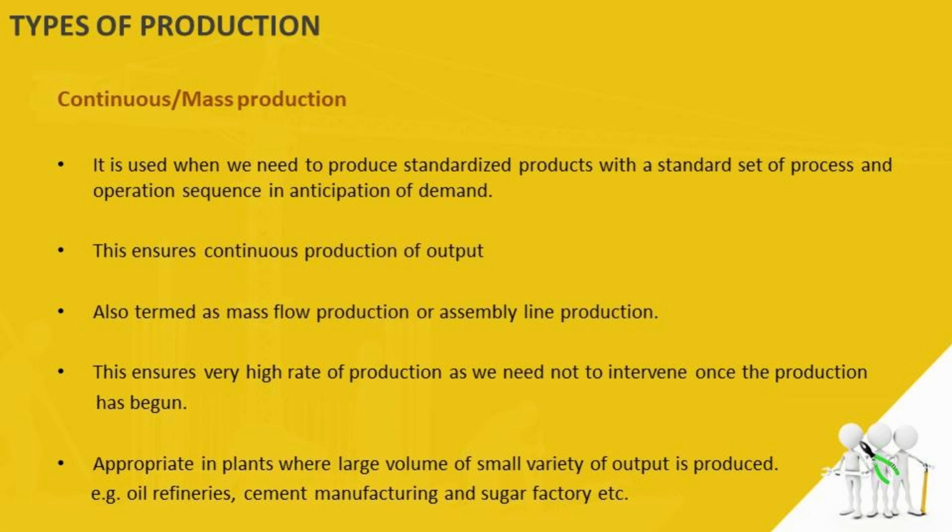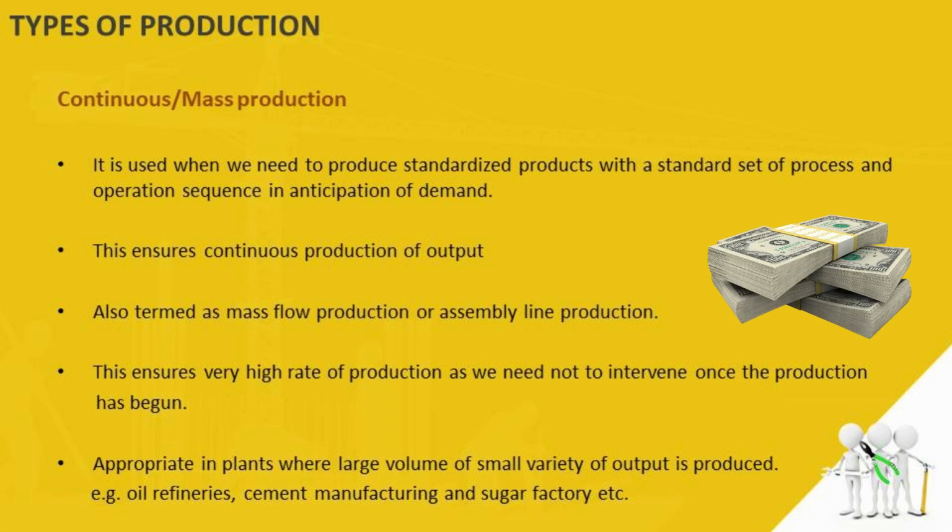It is used when we need to produce standardized products with a standard set of process and operation sequence, which is in fact in anticipation of demand. This ensures continuous production of output. It is also termed as mass flow production or assembly line production. This system results in less work in process, that is less inventory, and high product quality, but involves high capital investment in machinery and equipment.